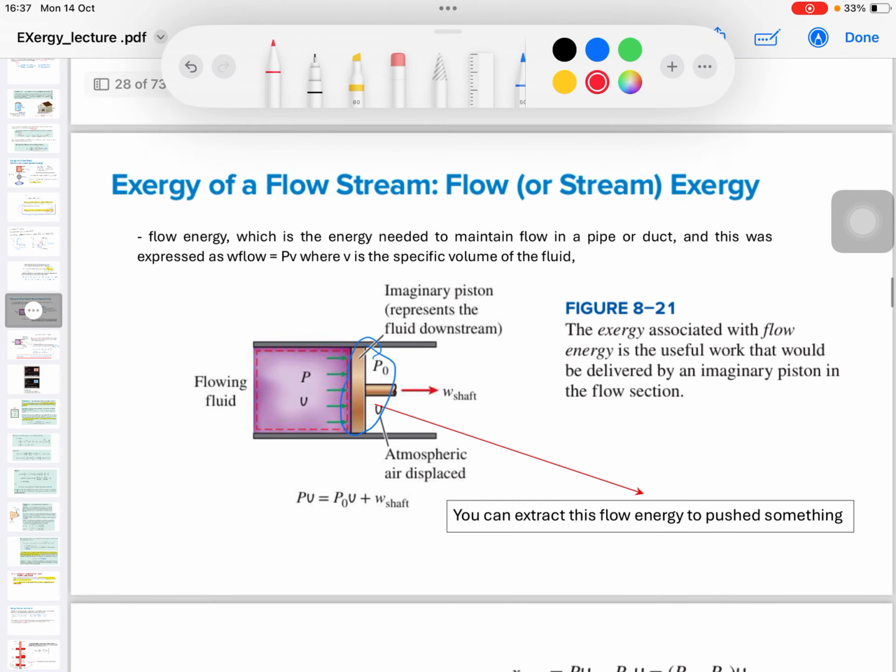And next is the exergy of a flow stream. For the exergy of the flowing fluid, you have to add flow work, PV. If you imagine that you connect a piston to the flowing fluid, you can extract this extra energy. You can extract this flow energy to do useful work, to push something.